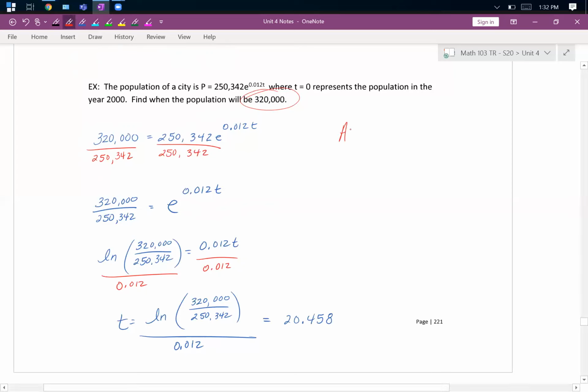So to actually answer the question, we're going to take this 2000 plus 20.458. So what year does that make that? If I want the year 2000 plus like 20.458 years, what calendar year does that put us in?